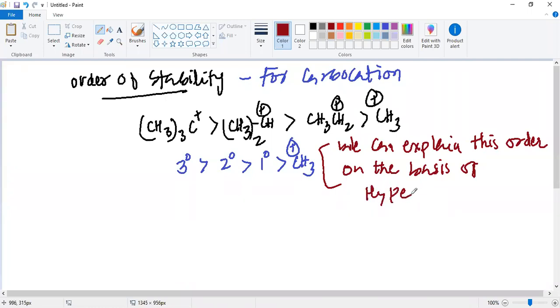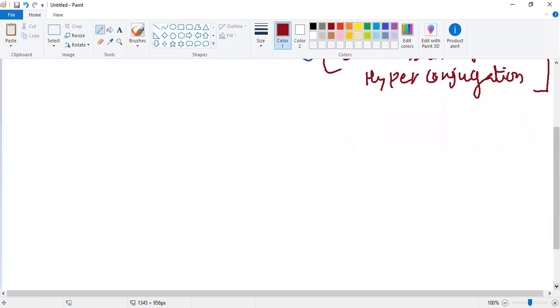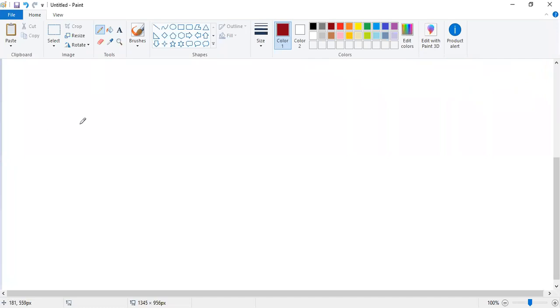We will study about hyperconjugation in detail. At that time, we will study about this stability and how we can understand the stability order for this carbocation. Now we have one more interesting thing, my dear students, to study about.